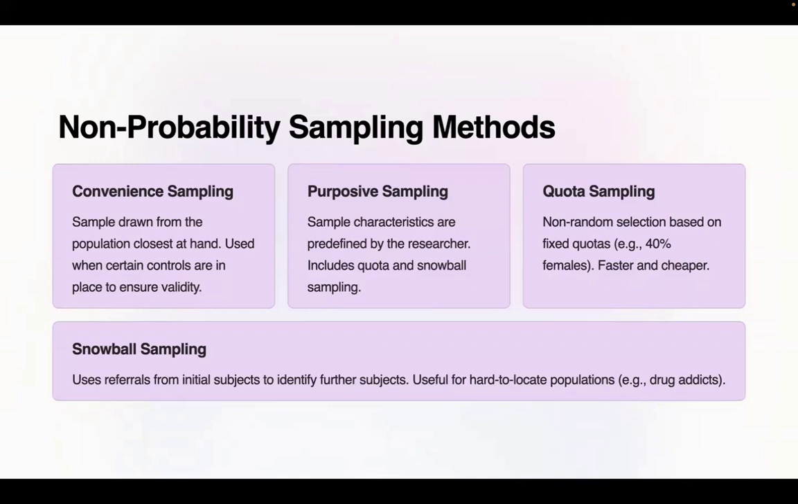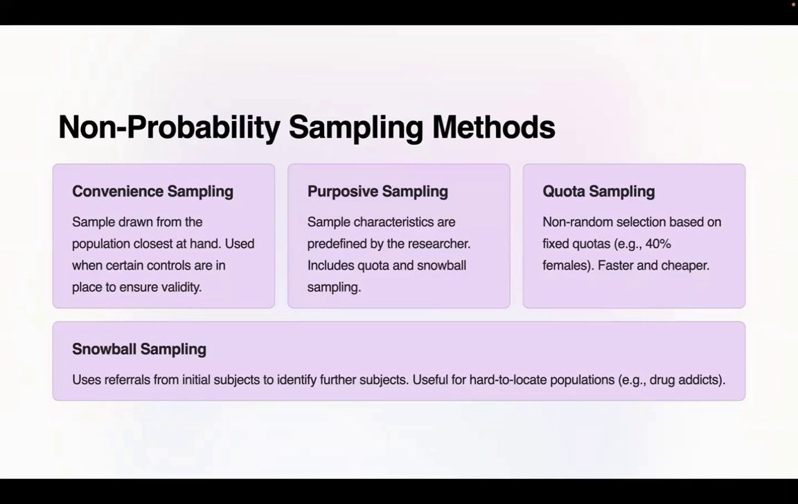Second is purposive sampling. So sample characteristics are predefined by the researchers. It can be like only women who are homemakers will be selected. There can be any criteria. And purposive sampling also involves, you can see quota and snowball sampling as a part of purposive sampling only, though they are different, but sometimes the purposive sampling involves quota sampling and snowball sampling both.